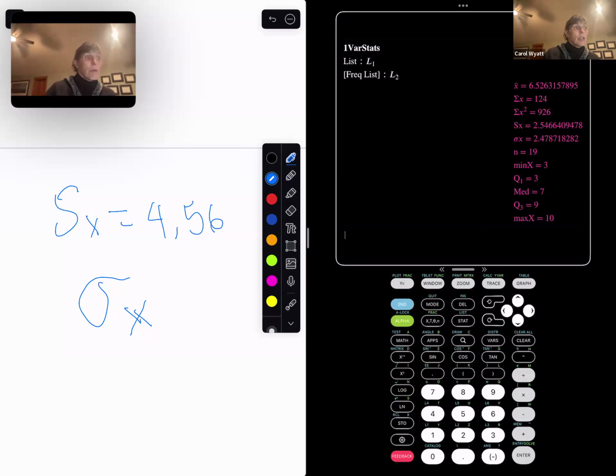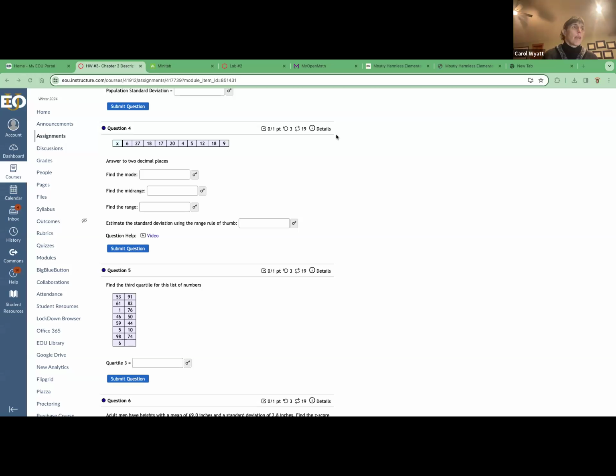Question number 4. The mode is the number that happens the most. The mid-range is your minimum plus your maximum divided by 2. It's kind of considered the midpoint of your data. And the range is just the maximum minus the minimum, right?